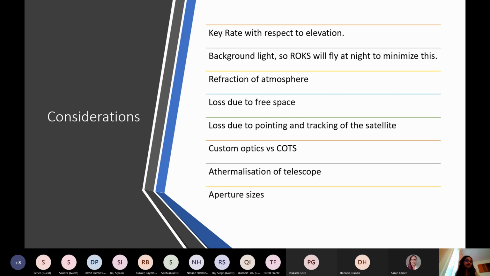There will be a lot of refraction in the atmosphere. There will be loss due to free space propagation. There will be loss due to the satellite tumbling around in the orbit. And it depends on how good a pointing and tracking system the satellite has, which is something known as an ADCS. Also, that depends on how much money you have and how big the satellite is.